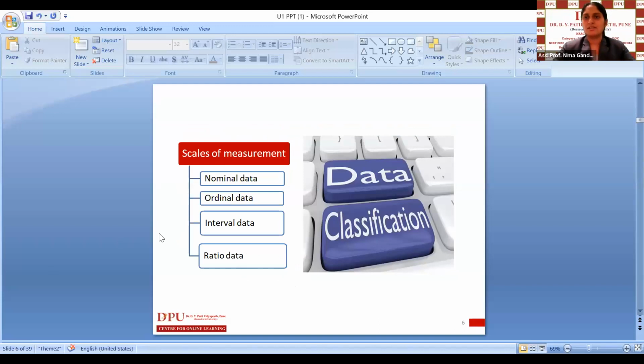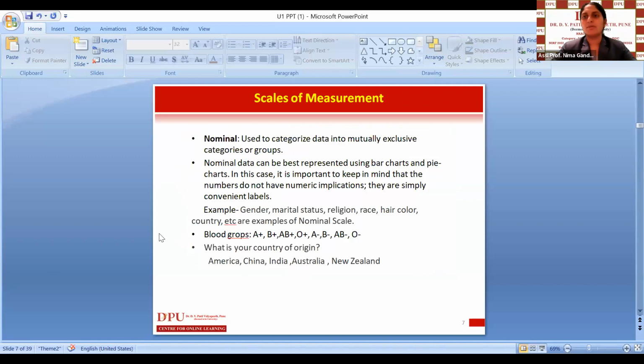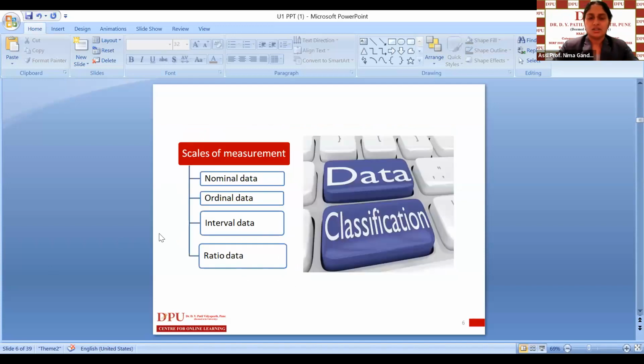So let it be in this mode. So nominal data, ordinal data, interval data, and ratio data. So what is the nominal data? Nominal data and ordinal data, both types of measurements we use for the categorical data, or you can say qualitative data or non-numerical data. So both the measurements we use for the non-numerical data.